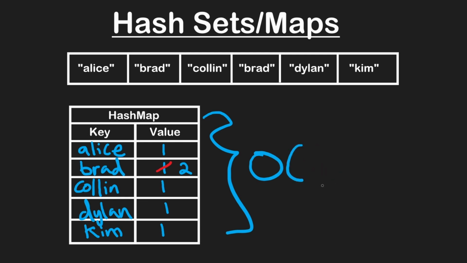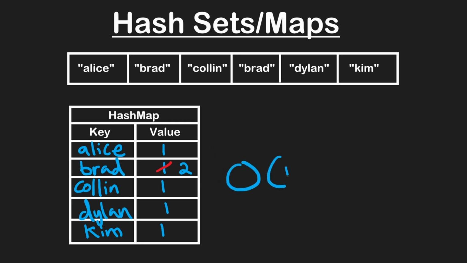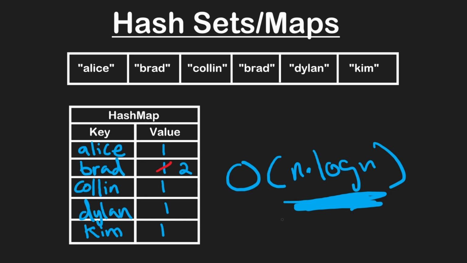But this is definitely better than using a tree map. A tree map would have had roughly the same amount of space, O of n, but the time complexity for each one of these insertions and searches would have been a log n operation, and we know we have n values in the input, so the overall time complexity would be n log n with a tree map. But now we have a hash map. Hash maps are much more efficient.